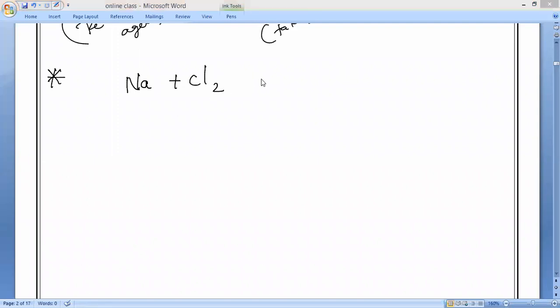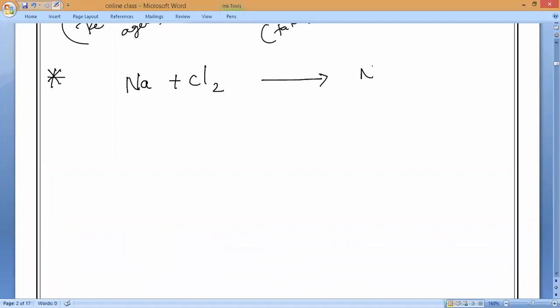Sodium plus chlorine will give you sodium chloride. Is it yes or no, guys? Please respond. Now, this is the equation we know. So now, sodium is balancing. So 2Na, here also 2Na will come. This is 2 NaCl.